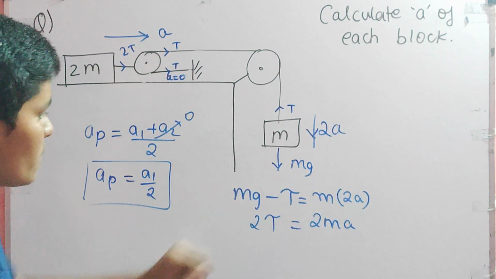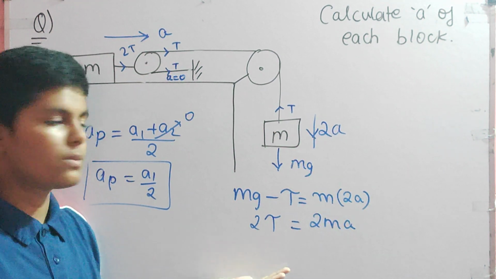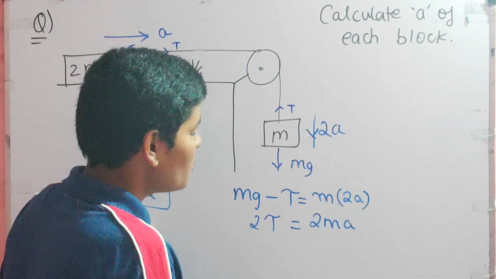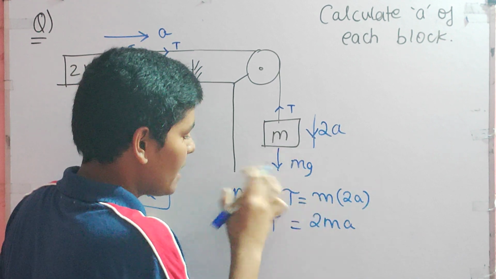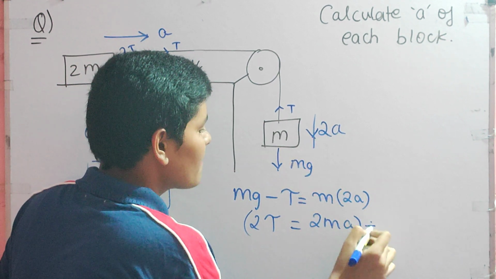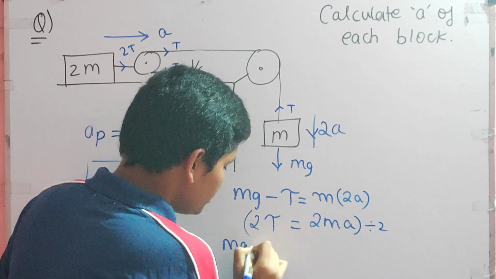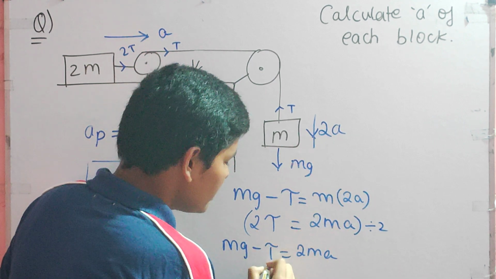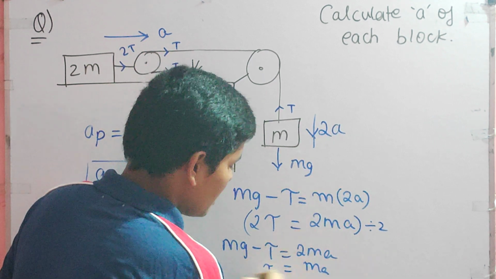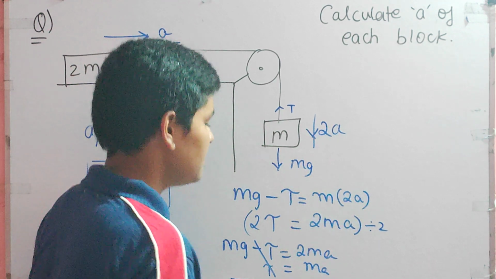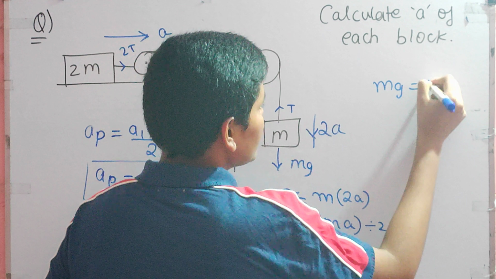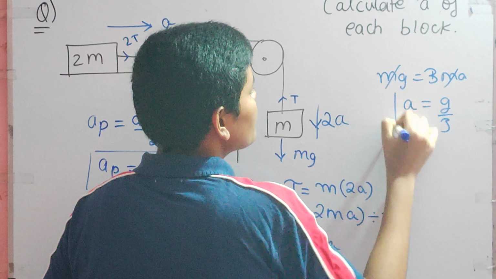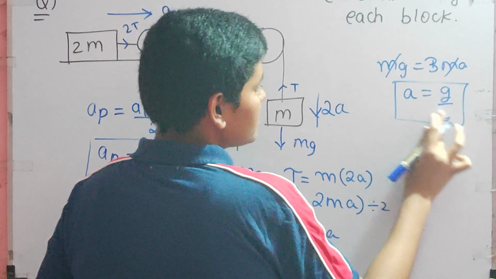This is our equation. Now what we have to do is, if it was a usual equation, we add these both. But here we cannot add because here it is T and here it is 2T. So either this equation we multiply by 2 or this equation we can divide by 2. So here what we get, mg minus T is equal to 2ma, and down we have 2T by 2 is equal to T is equal to ma. Now if you add these both equations, T gets cancelled, mg is equal to 3ma. Now m also gets cancelled, a is equal to g by 3. Now we got a is equal to g by 3.